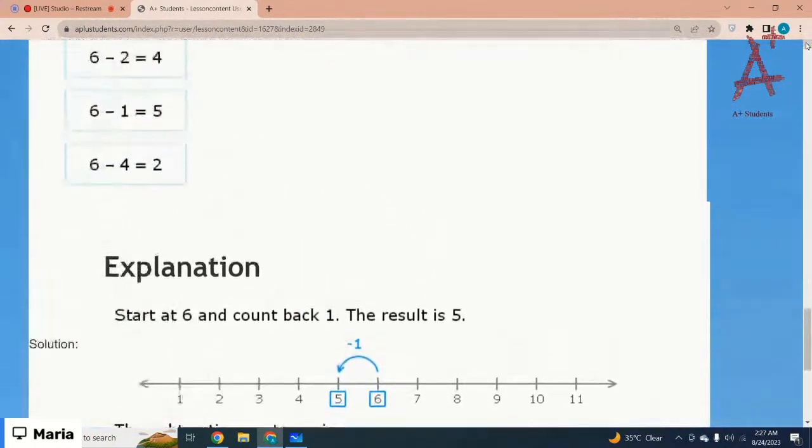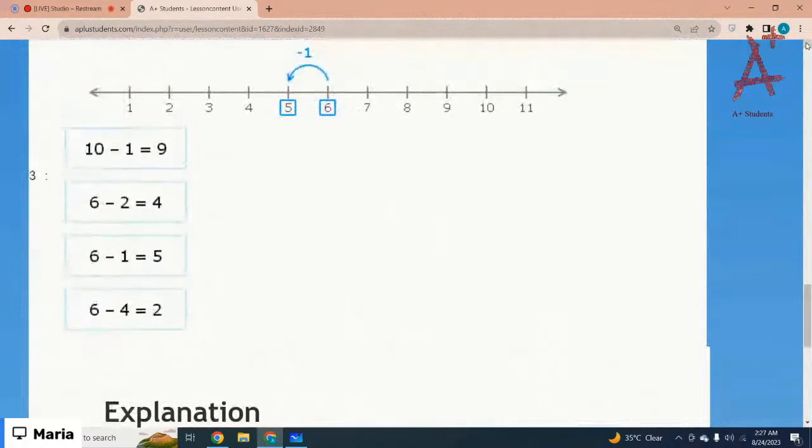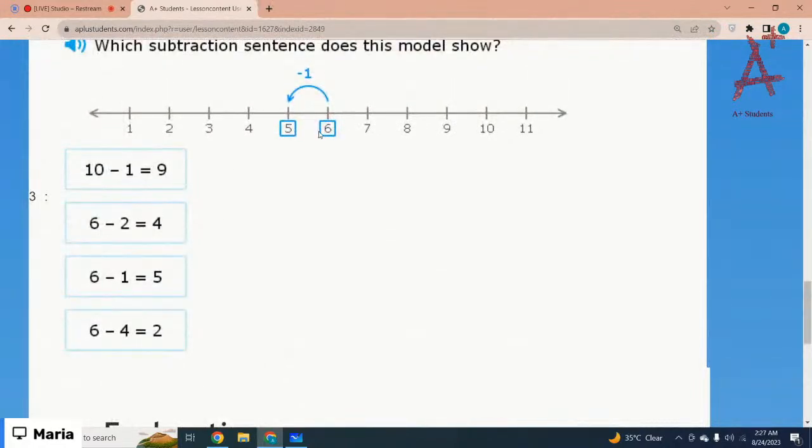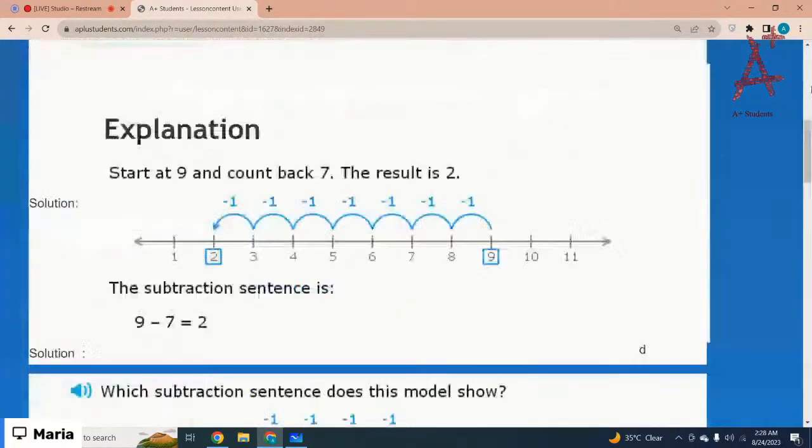Okay, the next one is you started with 6. You go back 1. That means 6 take away 1 and you are left with 5. That would be option number C. Let's just start with the practice questions.